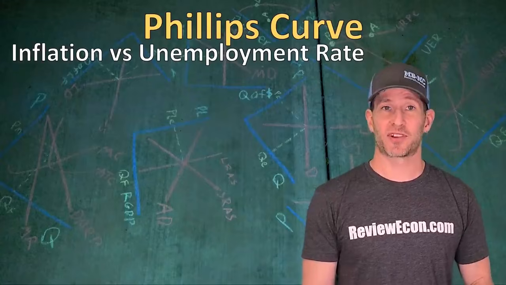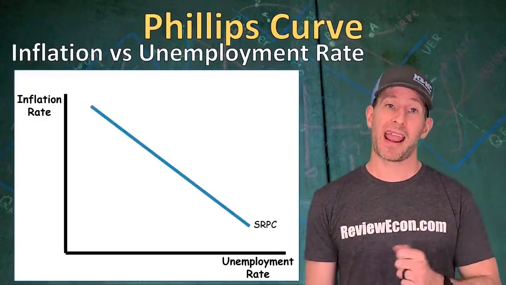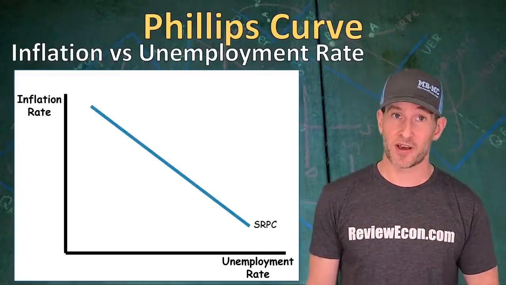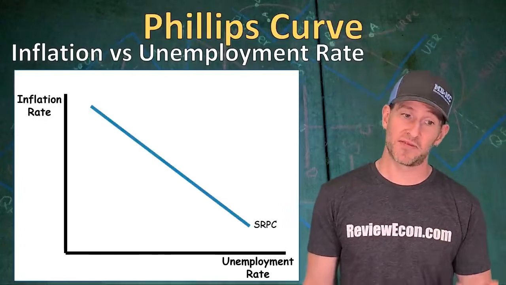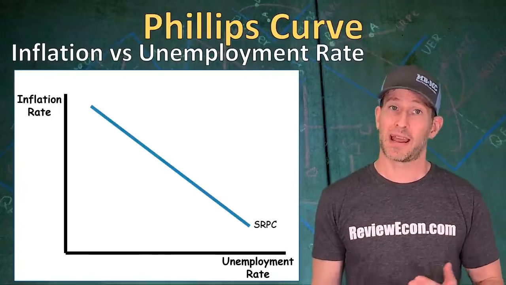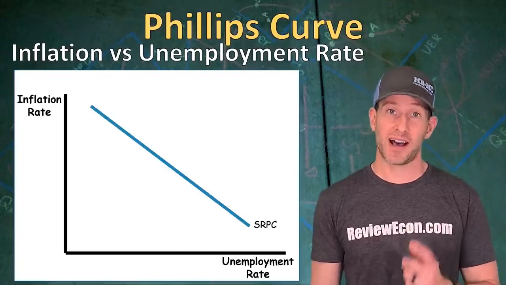Next up, we have the Phillips curve. The Phillips curve shows us the relationship between the inflation rate and the unemployment rate. The first part of this model is the short-run Phillips curve, which shows there's an inverse relationship between the inflation rate and the unemployment rate. At high inflation rates, we have low unemployment, and at low inflation rates, we have high unemployment.